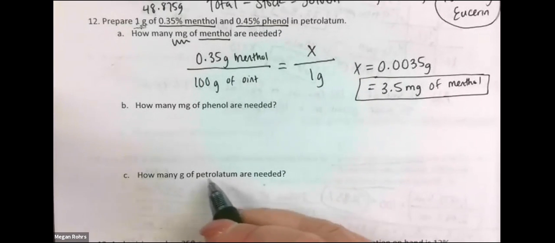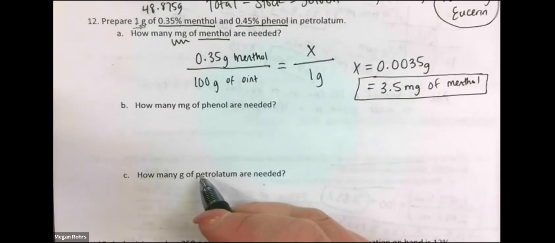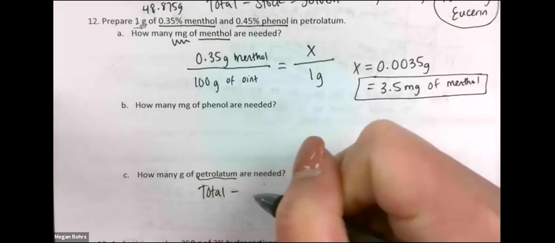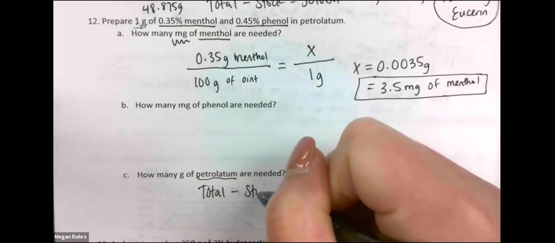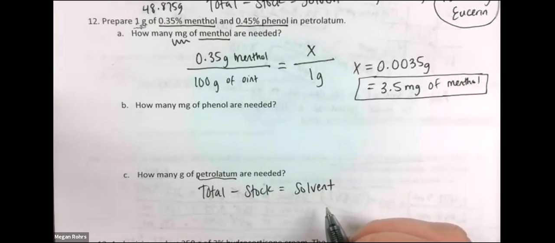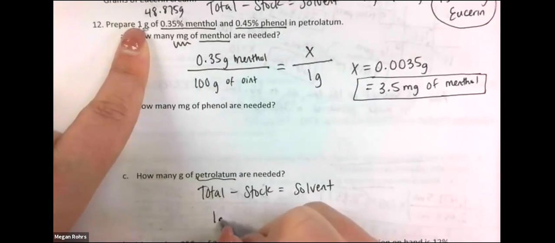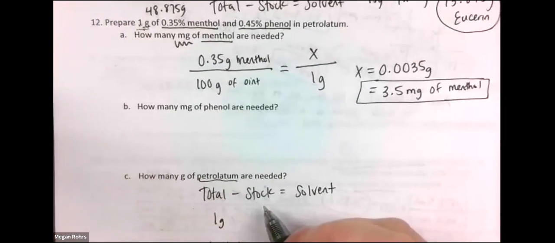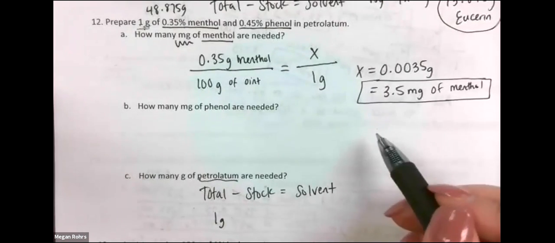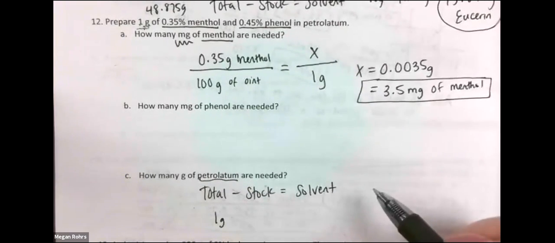Well, this is our solvent or our diluent or our base, okay? So remember, to solve for this, we always take our total minus stock to equal our solvent, okay? So the total that we're making here is the 1 gram. And then we're going to have to subtract out this answer and what we get here because we have two active ingredients in this case. So subtract out both of those.